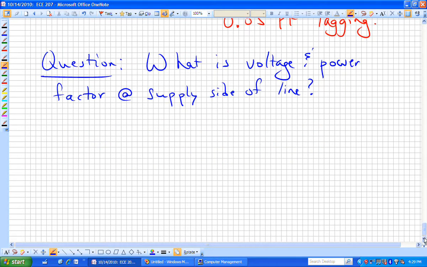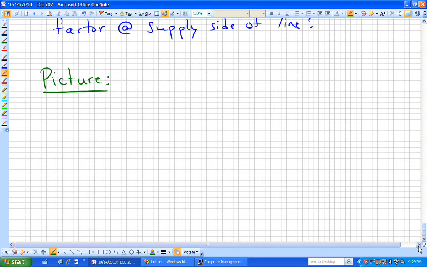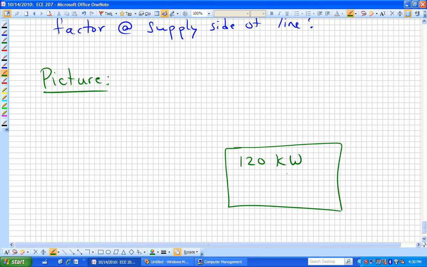I need a picture to get my hands around this particular problem. Here's my load. Doesn't that look like a load? And what do I know about the load? It's 120 kW. It's 0.85 lagging. That's the load.